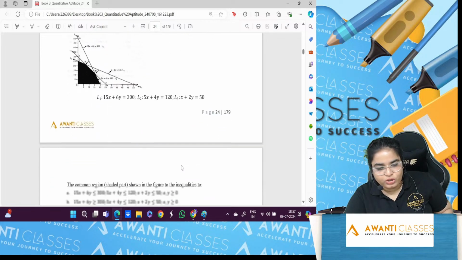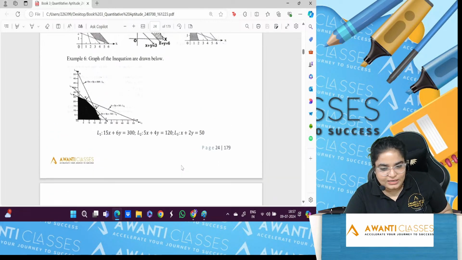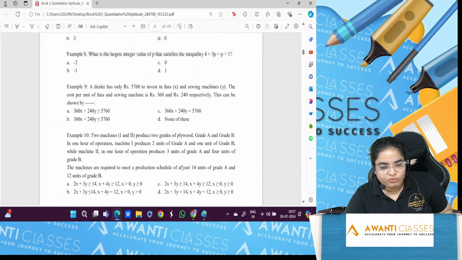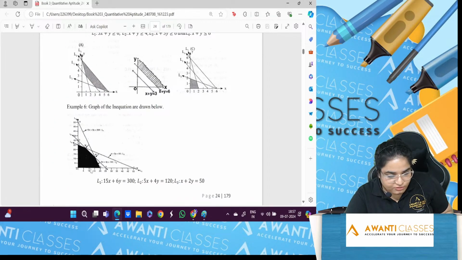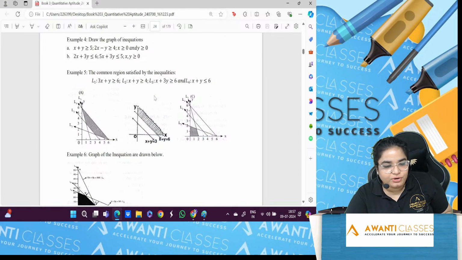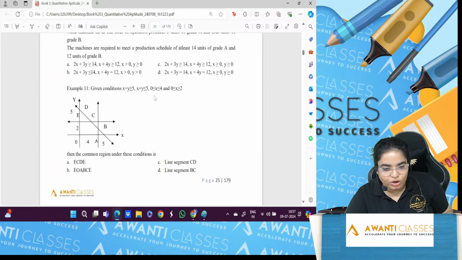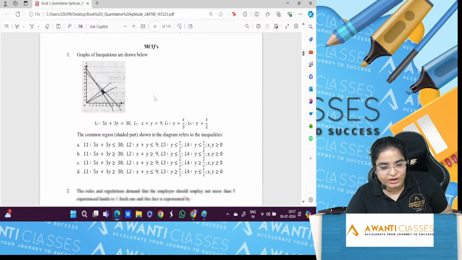Now, if you want to see this, if you look at your example number 6, you will see this also. See, they have shaded only the area in which all the areas are coming common. You can try example 5 and so on, and you will very easily find it.